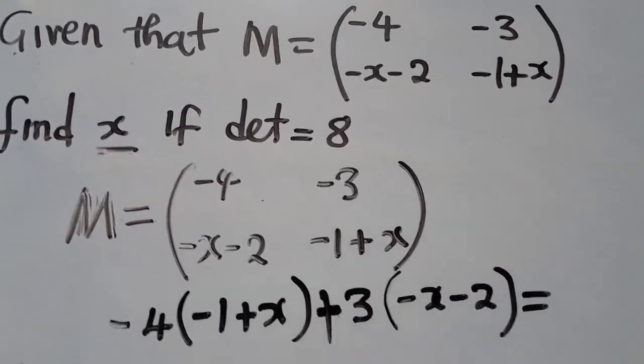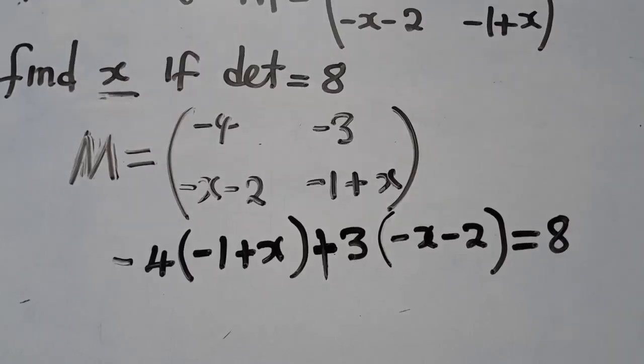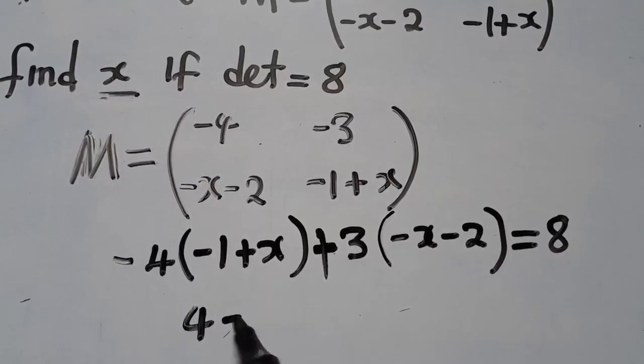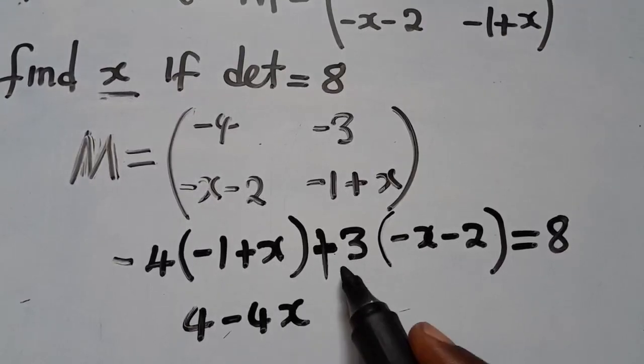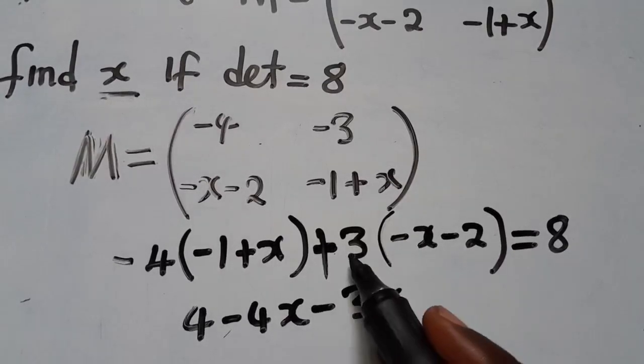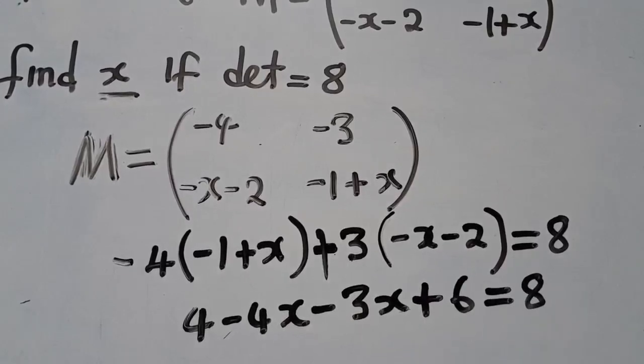What is the determinant? The determinant is 8. You put your 8 there. That's what you are going to do. You start the multiplication. -4 times 1. -4 times -1, that is +4. -4 times x, that is -4x. 3 times -x, that's -3x. 3 times -2, that's +6, which is equal to 8. That's what you are supposed to do.